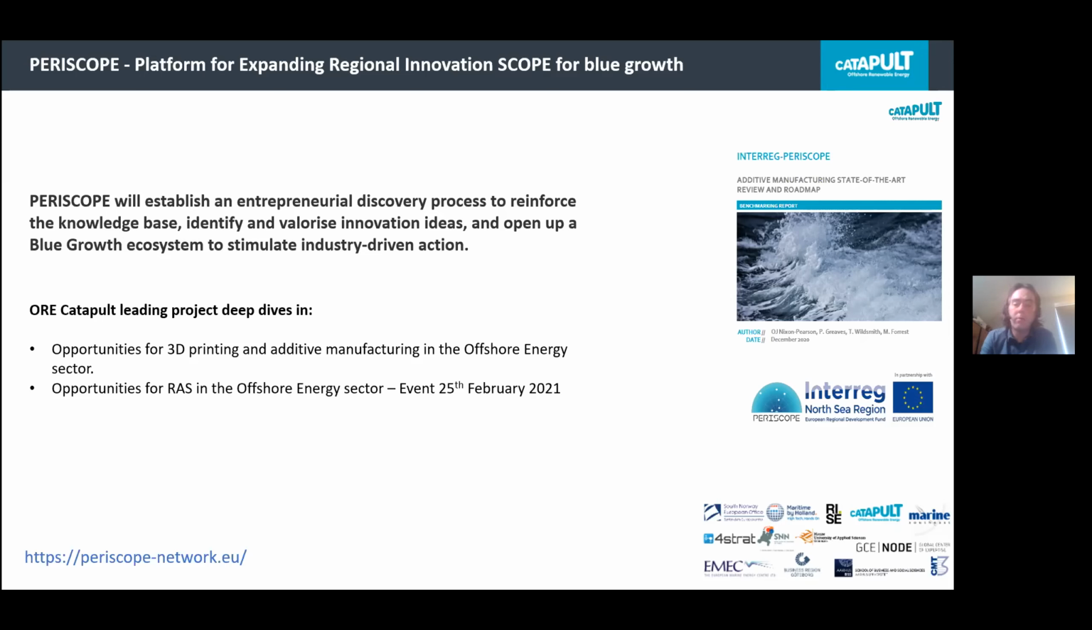We're also running a second event on the 25th of February that has a strong focus on robotics and autonomous solutions in the offshore energy sector. And again, the ambition here is to understand the current market position, look at key areas for innovation that can be taken forward, potentially with a collaborative approach with businesses, SMEs and research institutions across the North Sea region. And we'd like to thank PERISCOPE for funding the event and the activities today.